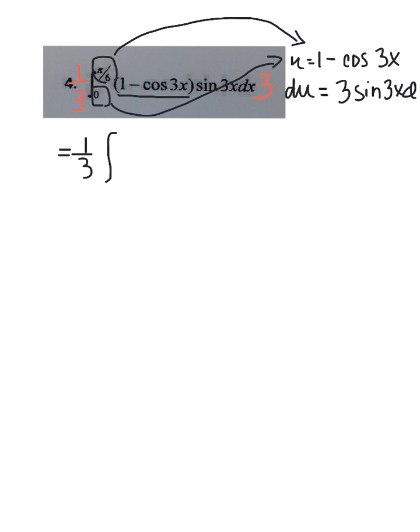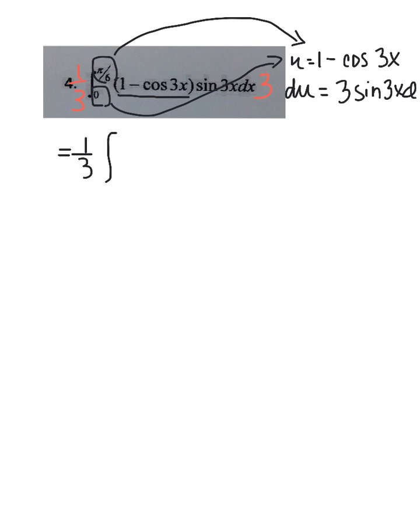All right, so let's compare, because here's my du and here's my du. Do you see that I'm just missing right here? I need a 3 here. So if I need a 3 there, that means I'm going to need a 1/3 there. Okay? All right, let's keep going. So that's going to give me 1/3. Now remember, we change the bounds. So we're going to take this pi over 6 and plug it into u, and then we're also going to take that 0 and plug it into u to get new bounds.